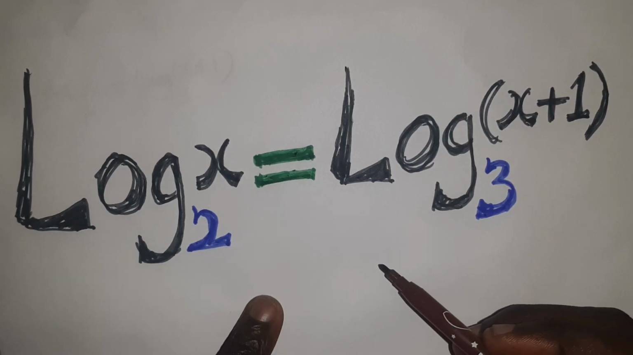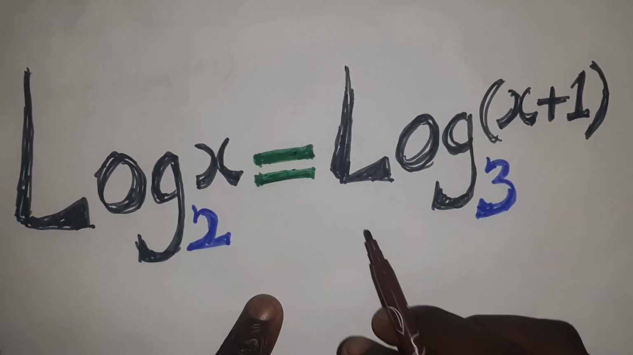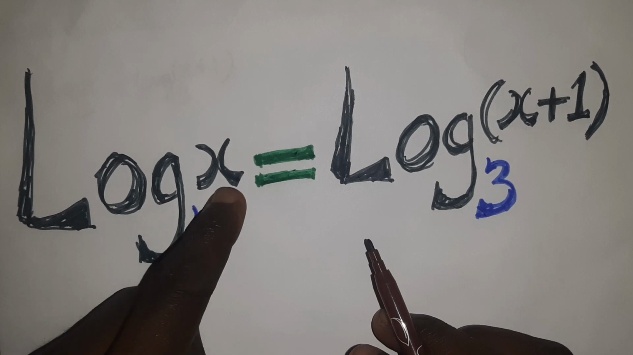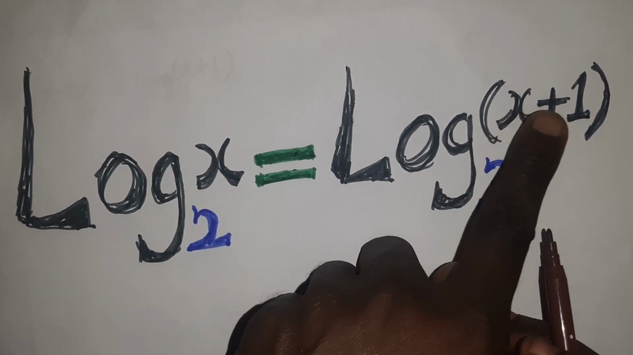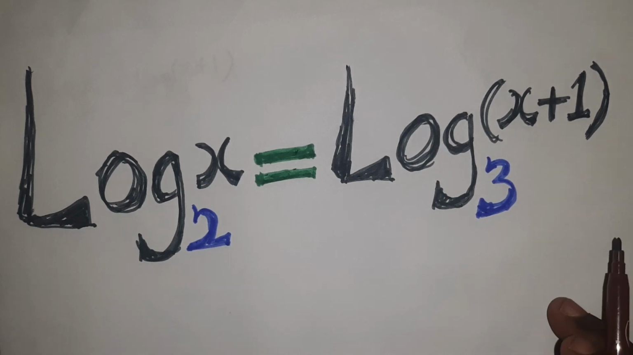Okay, so we have this interesting logarithmic equation here. Log to the base 2 of x equals log to the base 3 of x plus 1. So let's see how we solve this equation.